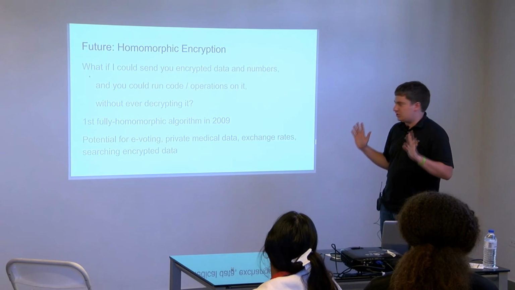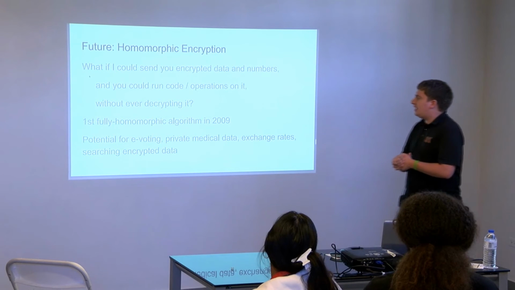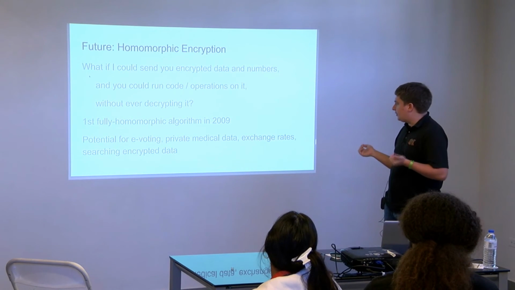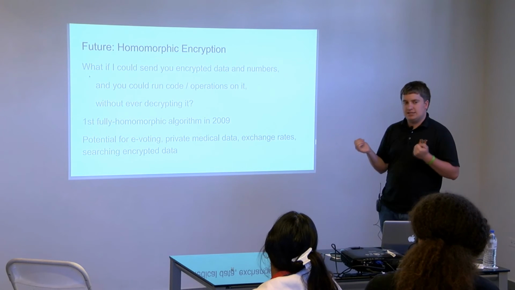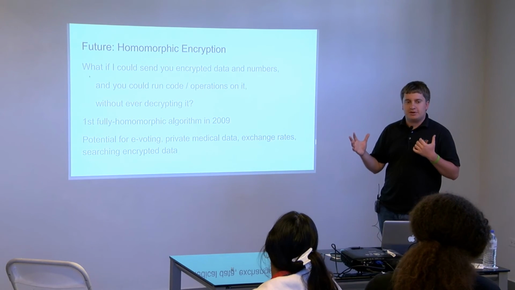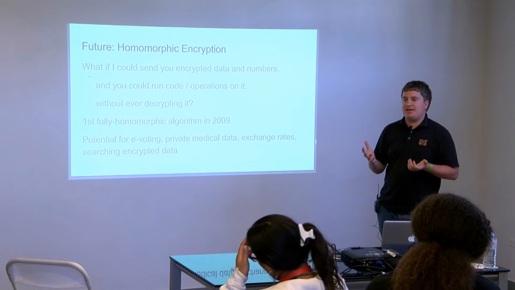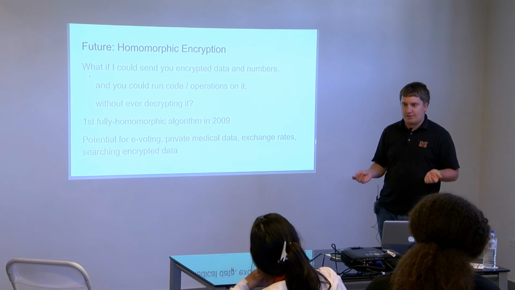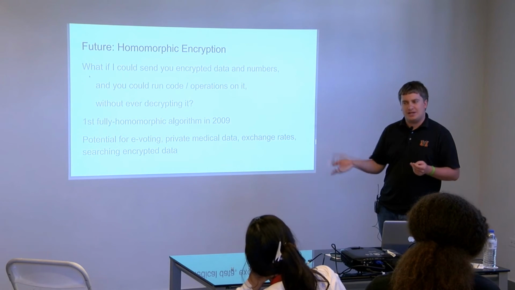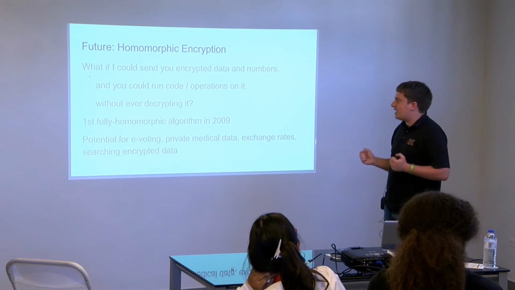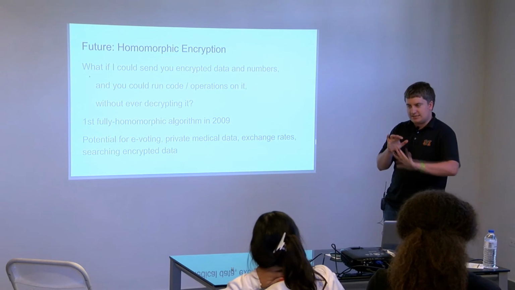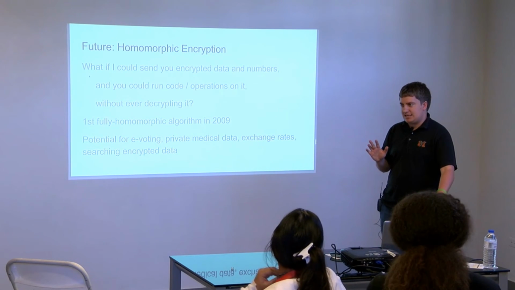I'm not a mathematician, not a cryptographer, but there are ways that you could send votes or medical data, exchange rates, where, let's say you were making an API where your client doesn't even trust you, but they want to use your service anyway. They don't want to share their data, but they want to use your service. There are ways that you can set this up where they send you the data encrypted, you work on it, send it back to them, and you never see the source data.